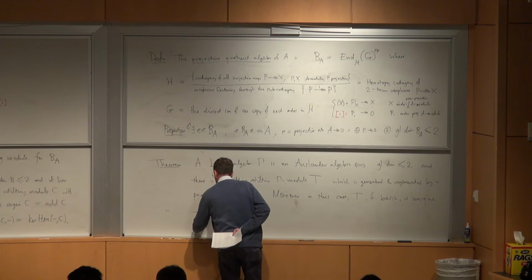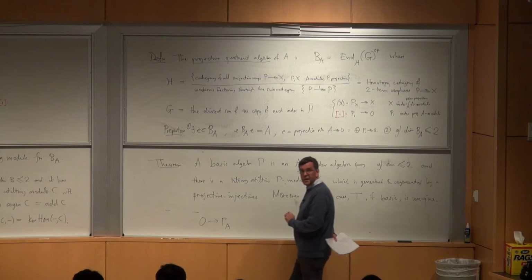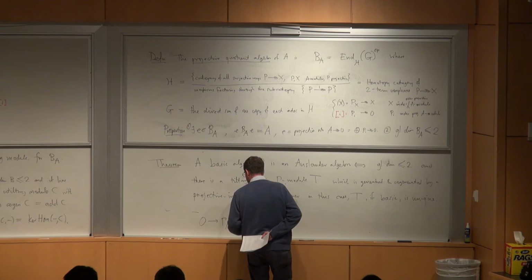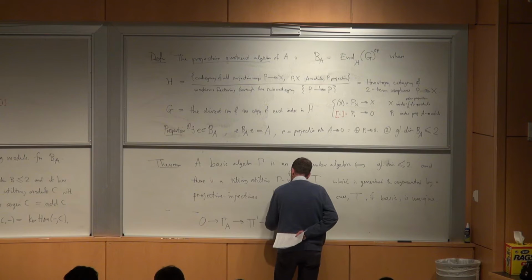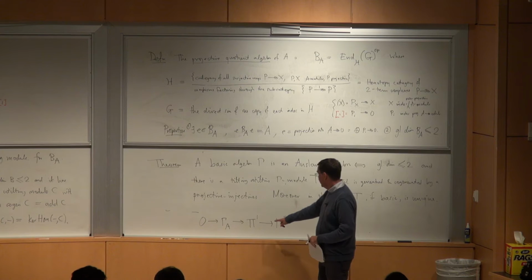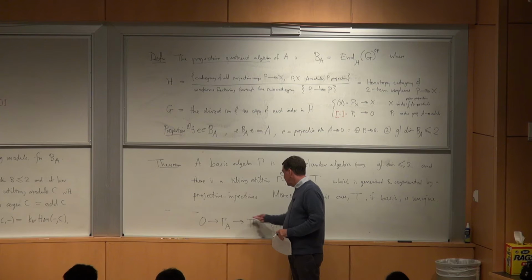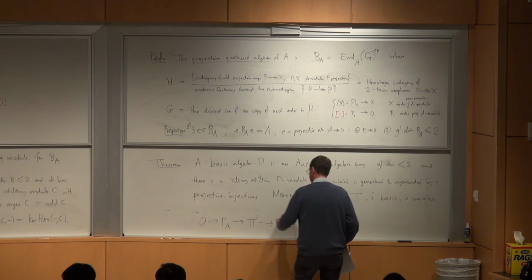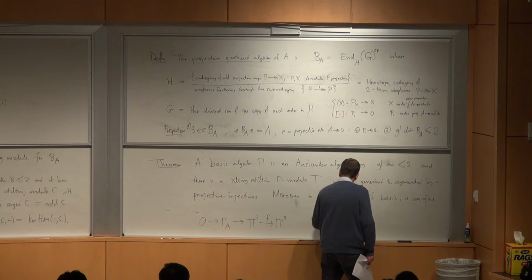Let me just say one direction. If you've got an Auslander algebra, there is the characterization of Auslander, which says that it has dominant dimension at least two. So there's an exact sequence where these are projective injective modules in the minimal injective resolution. The first two terms are projective, so there's an exact sequence where those are projective injective. So if you take this, you can take T to be the image of F direct sum for projective injectives.